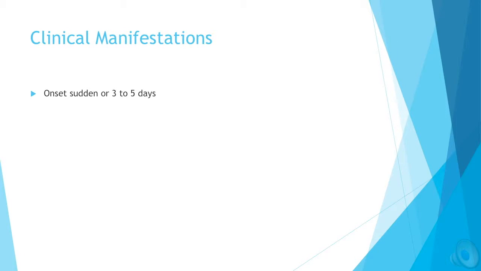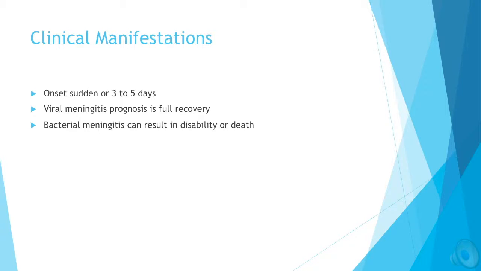The onset of viral meningitis can be sudden or develop 3 to 5 days after exposure and usually lasts between 7 to 10 days, and one can expect a full recovery. Viral and bacterial meningitis often have the same symptoms. Because of this, it is crucial to see a doctor as soon as possible. Bacterial meningitis can be very serious and can result in disability or death.